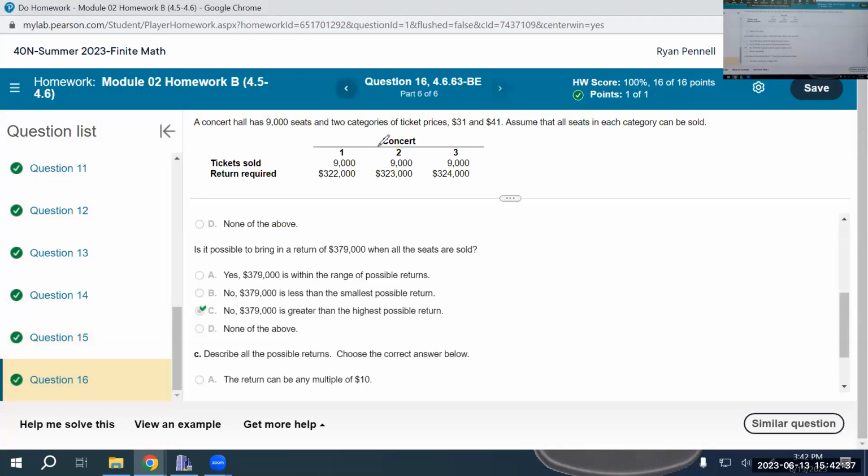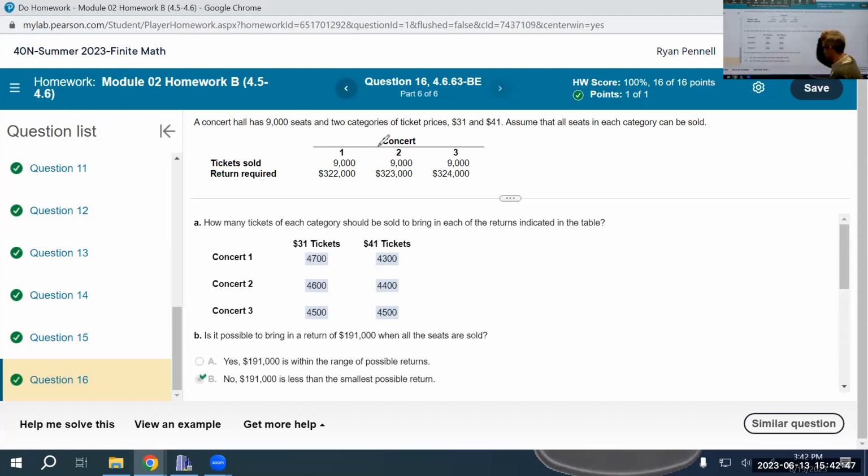Tickets. A concert hall has 9,000 seats in 2 categories of ticket prices, $31 and $41. Assume that all seats in each category can be sold. The first part's really kind of easy, and the last part kind of confused me, so I'll go over it. Well, we remember our jazz tickets from last week? It's kind of that all over again.